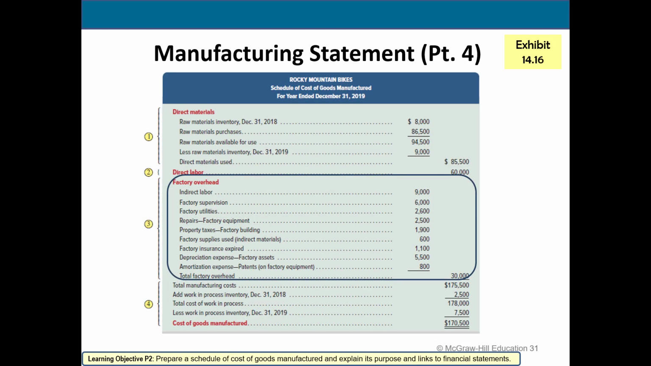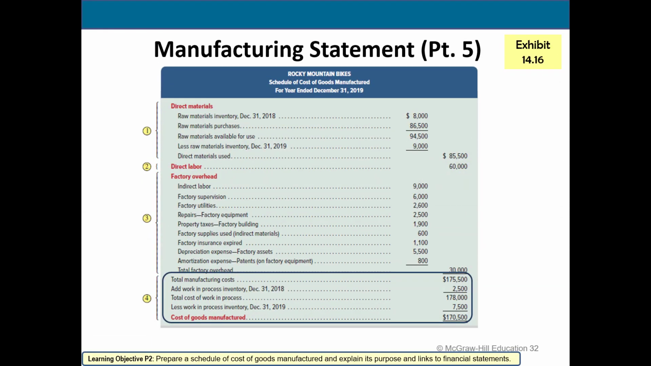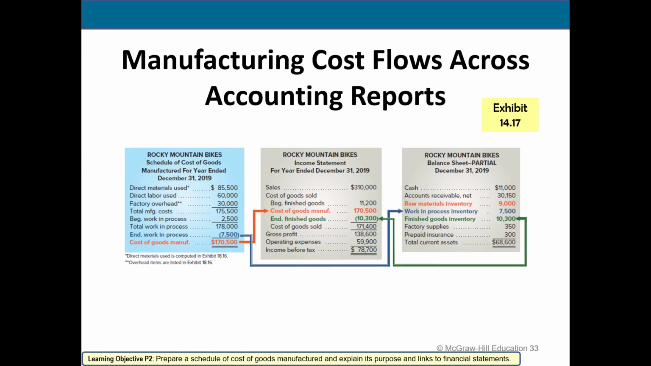So this details each of the sections. And this shows the flow of cost across the accounting reports. This is the schedule of cost of goods manufactured, which is the one we just looked at. And here is the income statement. The cost of goods manufactured comes here, and it's added to the beginning finished goods inventory. The ending finished goods inventory is subtracted to get cost of goods sold.